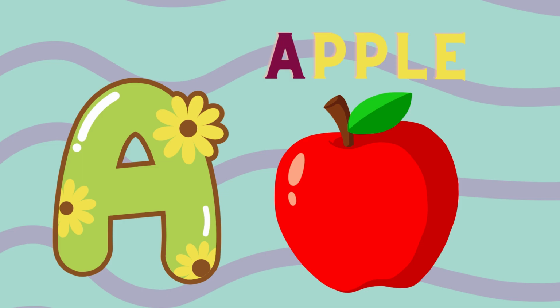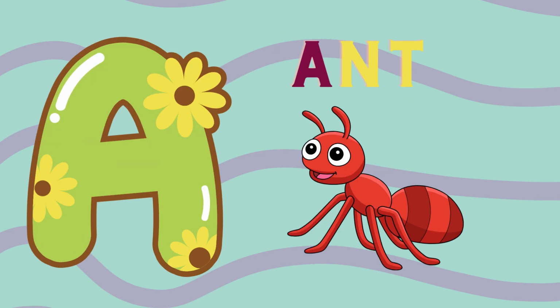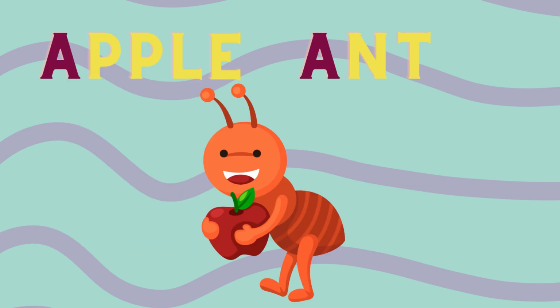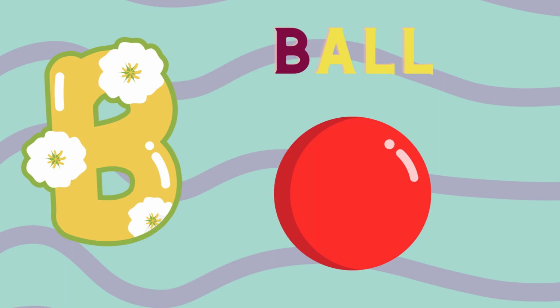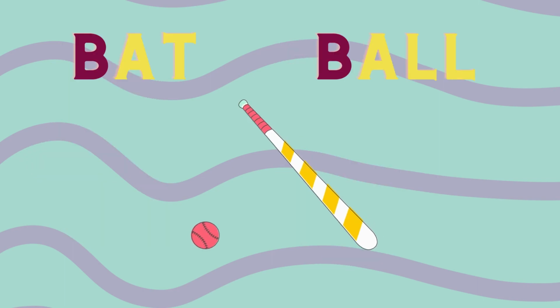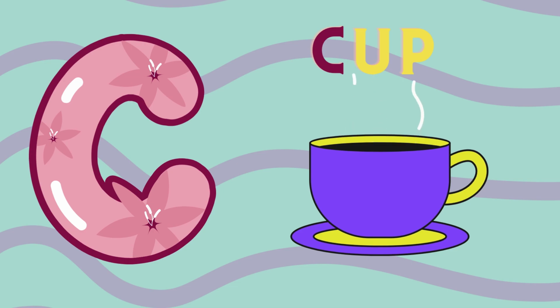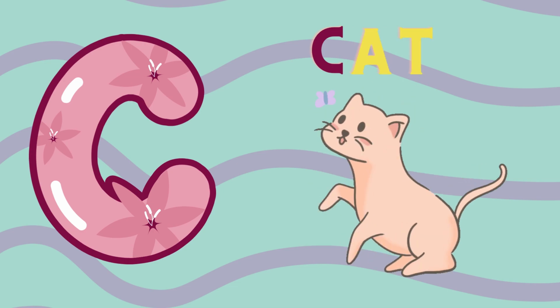A for apple, A for ant, A. B for bat, B for ball, Ba. C for cup and C for cat, Ka.